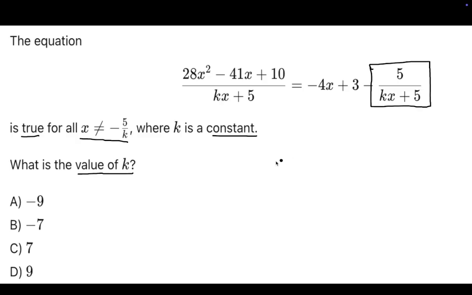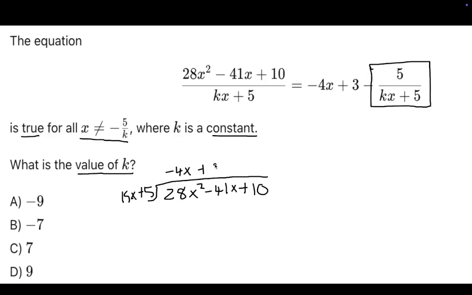So we're going to write out the original equation. We're going to have 28x squared minus 41x plus 10, pardon me, divided by kx plus 5. So we're going to write kx plus 5. Right? And we know negative 4x plus 3 is what this division is equal to, so we're going to write it on top. Negative 4x plus 3.